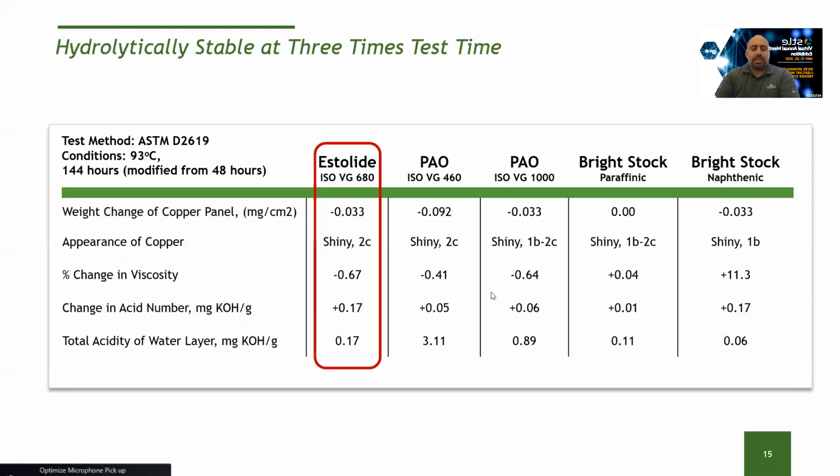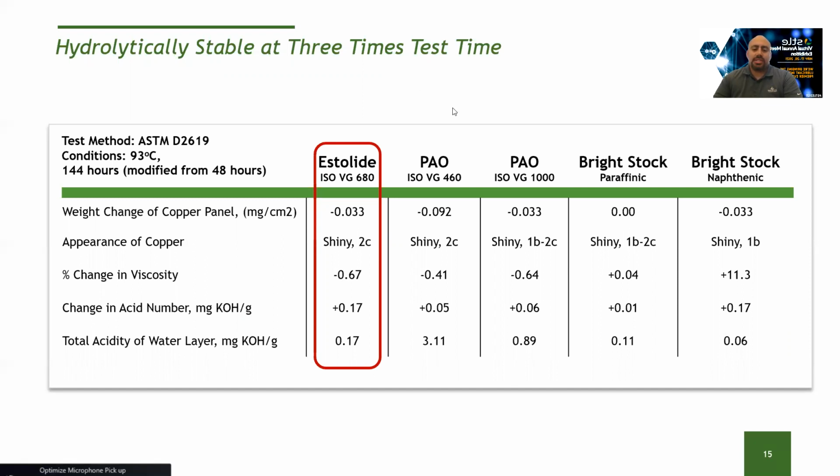We took this research a step further, still looking at D2619. We took an Estolide and compared it to PAOs and bright stock, some other petroleum-based base oils. And we modified the test. Instead of 2 days, we ran it for 144 hours, which is 6 days.